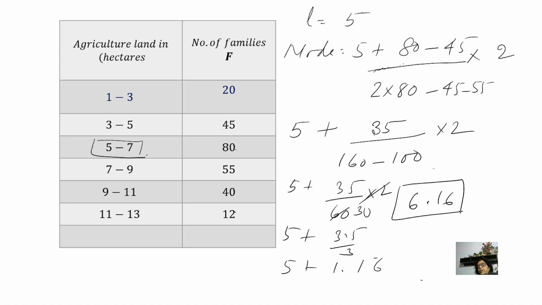So this is that particular area of land which the maximum number of families own. So the modal value is 6.16. It comes inside this group. Let's take the next question.